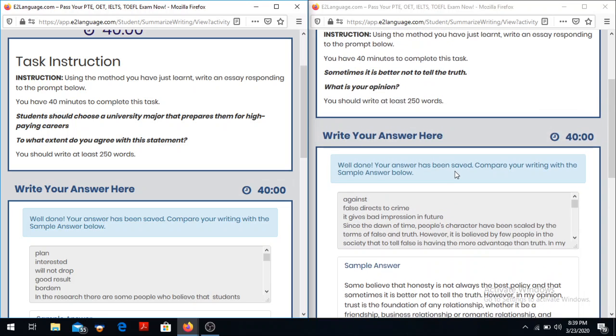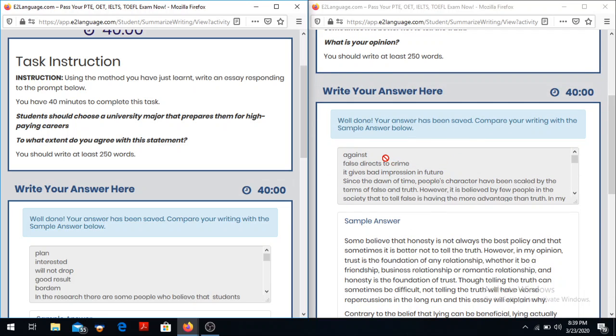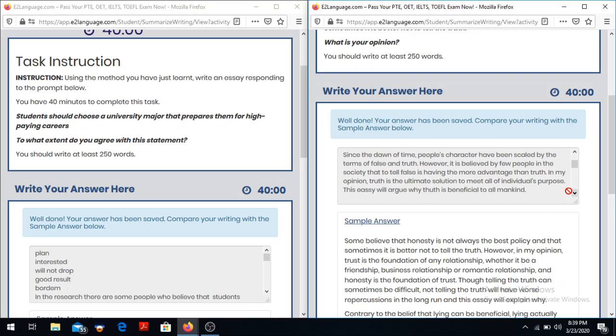Okay, so here I wrote some planning: it is against, false leads to crime, and then it gives a bad impression in the future. That is also okay. Let's see. Here I try to give one general or neutral statement. Since the dawn of time, or we can write since civilization started, people's character has been scaled by the terms of false and truth.